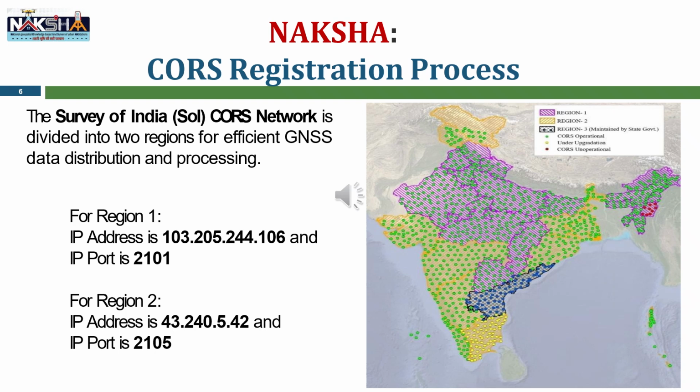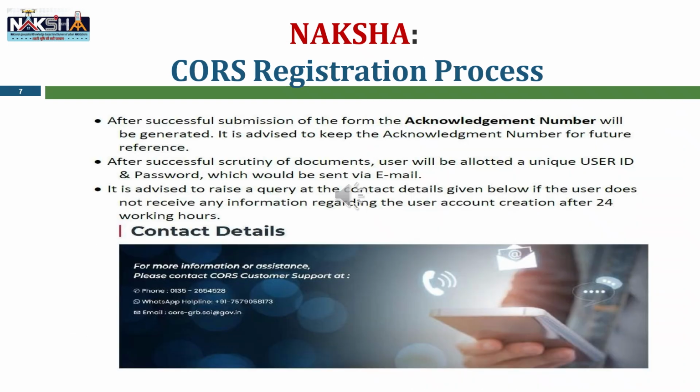For those of you who will be configuring your RTK rover or GNSS receiver to connect to the CORS network, here are the important NTRIP connection details. For Region 1, the IP address is 103.205.244.106. The IP port is 2101. For Region 2, the IP address is 43.240.5.42. The IP port is 2105. Please note these details carefully as you will need to enter them in your rover or data controller during field operations.